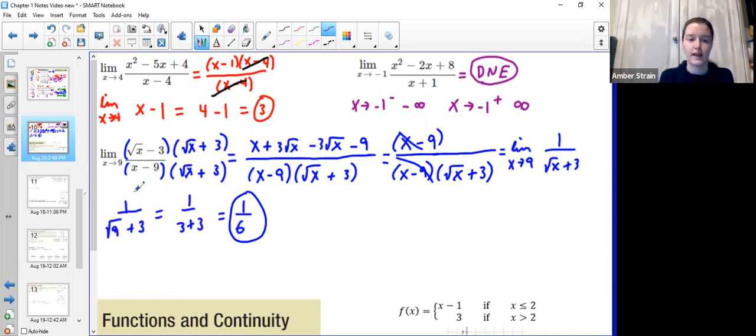So if you graph this out, again, there would be a hole right there at 9, but if you came in from the left or the right, it would go right up to that fraction of 1/6. So something super duper close to 9, like 8.999 or 9.001, both are going to give you answers really, really close to 1/6. There's just a hole there.